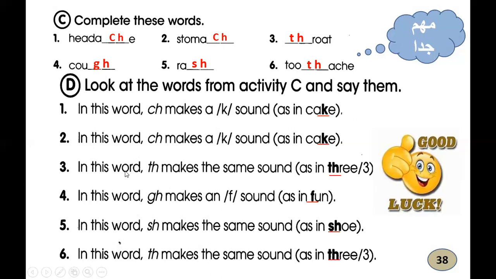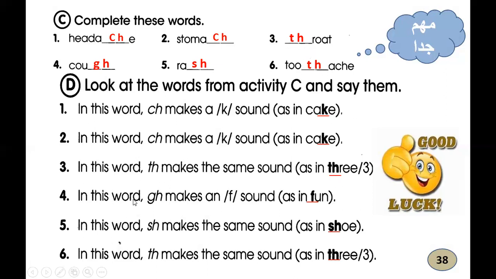3. In this word here, throat, th makes the same sound as in 3. th. Then th here gives me the sound th, throat. And sometimes we have the, but in this word we have the sound th, throat.